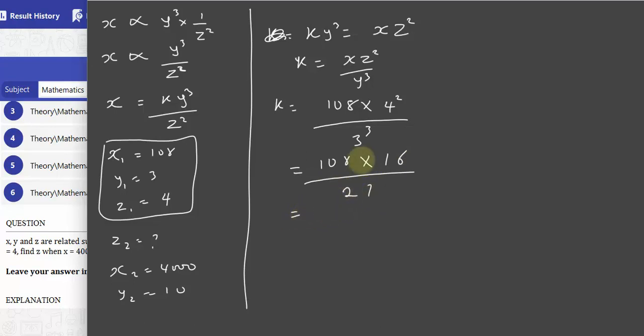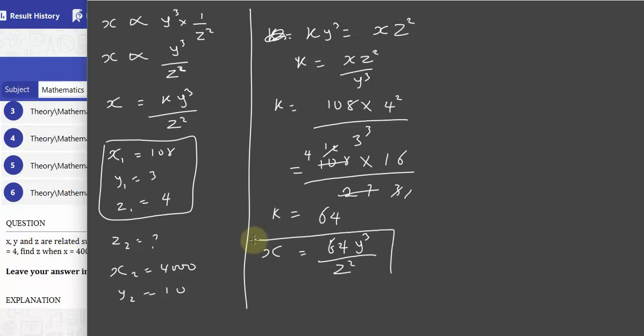So let's divide. 9 into 27 is 3, and 9 into 108 is 12, so we're left with 12 over 3, which is 4. So the answer is 4 times 16, which is equal to 64. Now we plug this constant back into the formula, and that gives x equals 64y cubed over z squared. So this is the final formula with the solved constant.